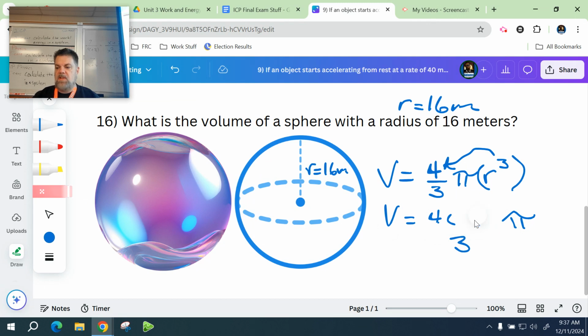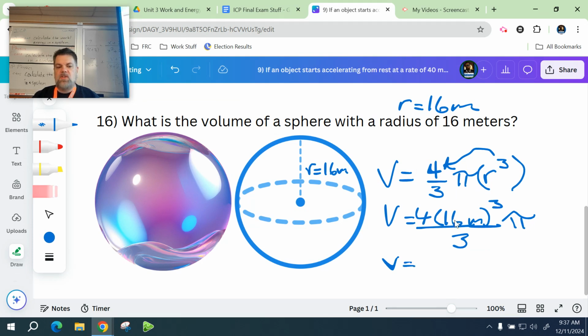Yeah, it's a little sloppy. Let me clean this up a little bit. So it ends up becoming 4 times 16 meters cubed all over 3. So then you've got to follow order of operations.